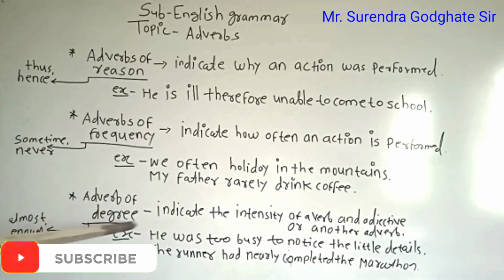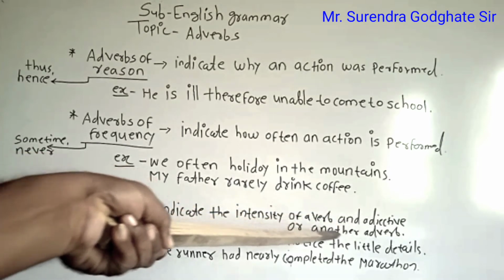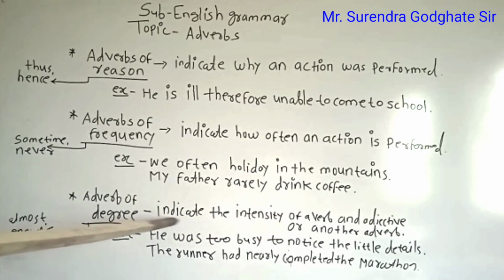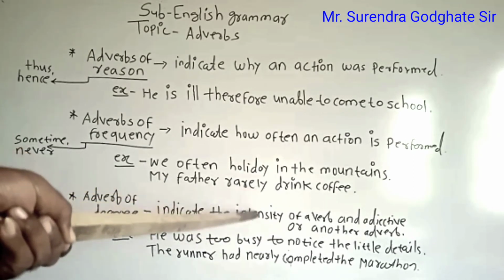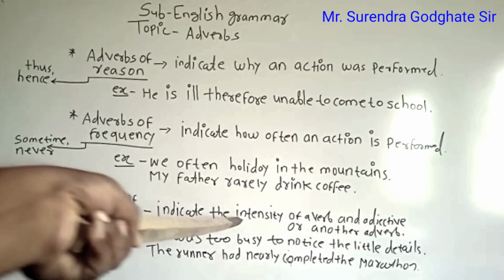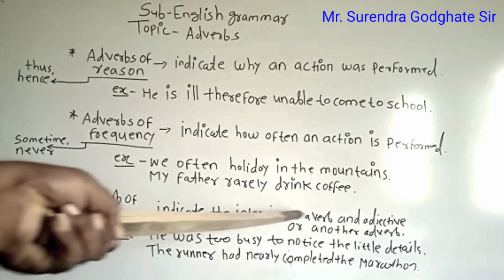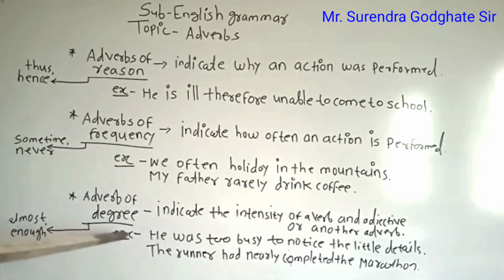Then last, adverbs of degree indicate the intensity of a verb, an adjective, or another adverb in a sentence. What does it indicate, students? The intensity, isn't it? Intensity means effectiveness, strength. Adverbs of degree indicate the intensity of a verb, an adjective, or another adverb. So let us look at an example.